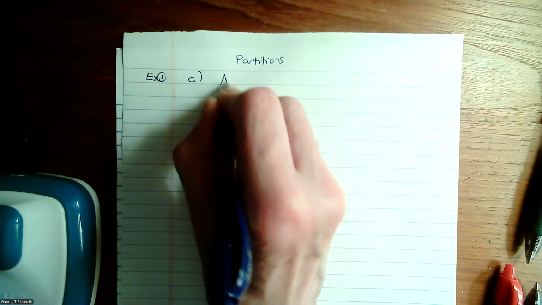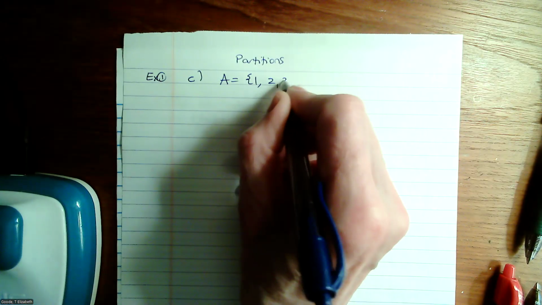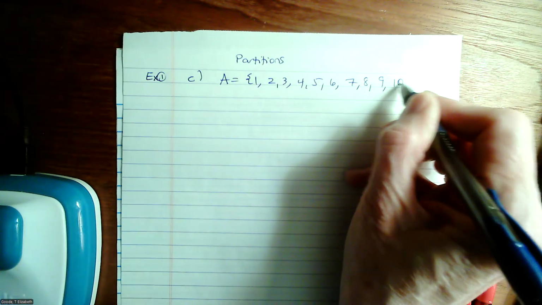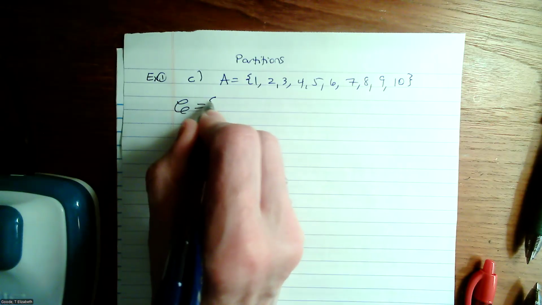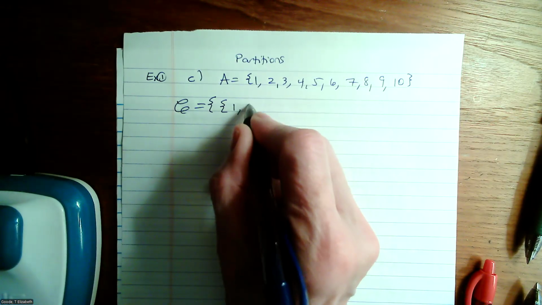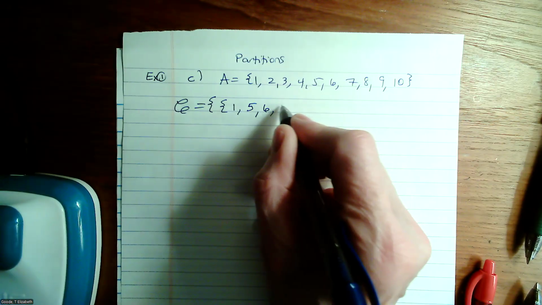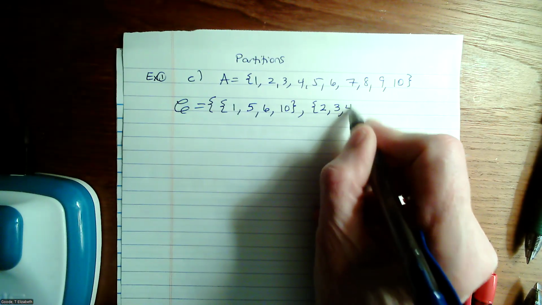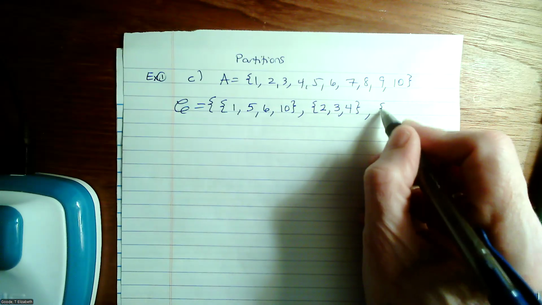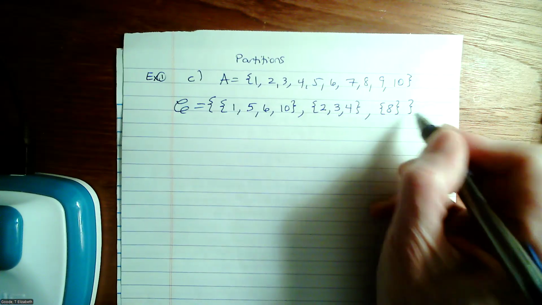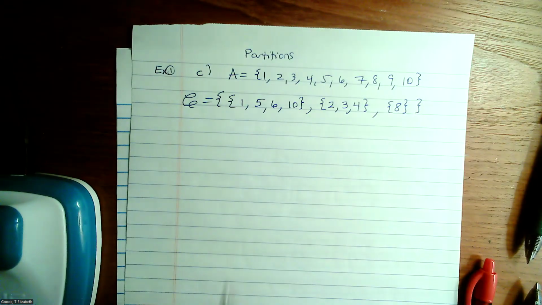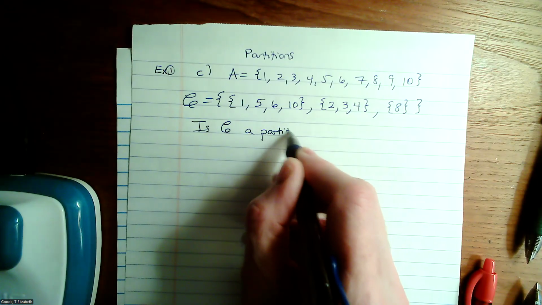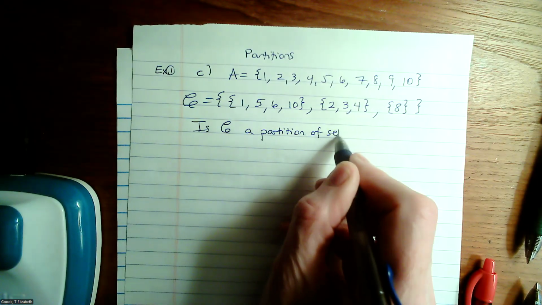So it's going to be the same A. And here's our collection. 1, 5, 6, 10, 2, 3, 4, 8. Okay. Is curly C a partition of set A?